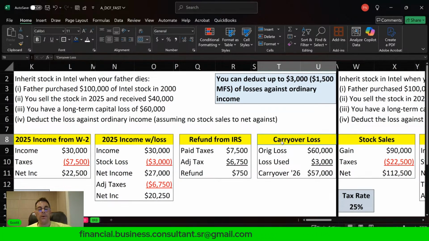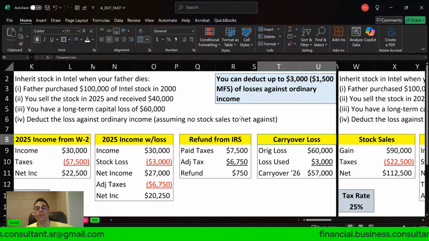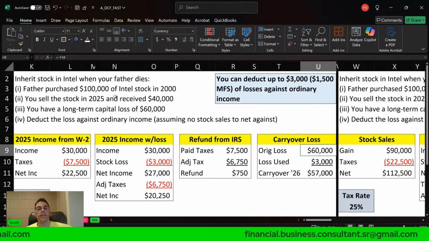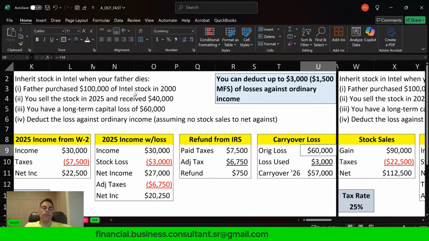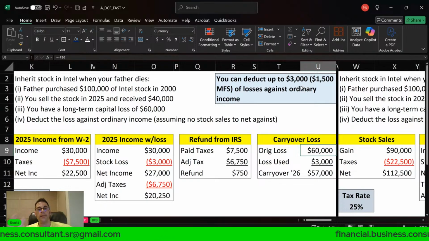Okay. Now you have a carry forward loss. So your original loss on this stock sale is $60,000. That's how much you can deduct off your income, $60,000. But like I said, you can only do $3,000 a year.